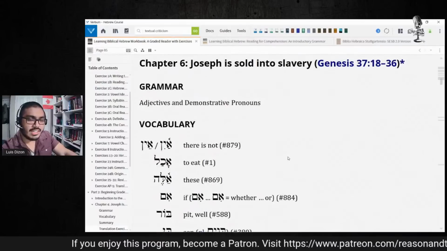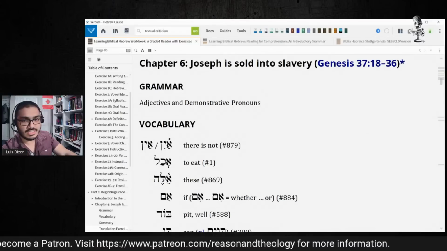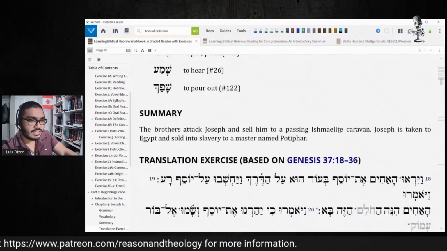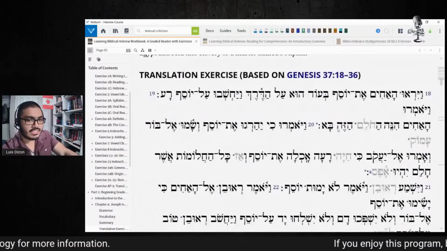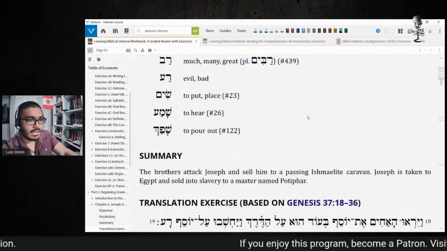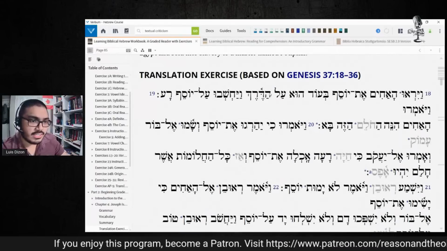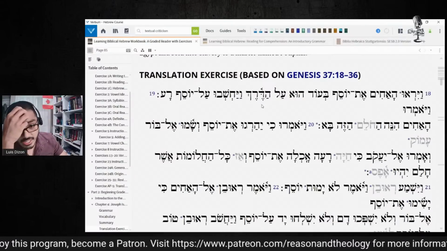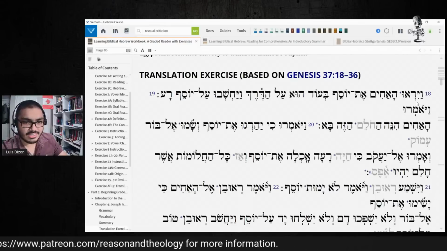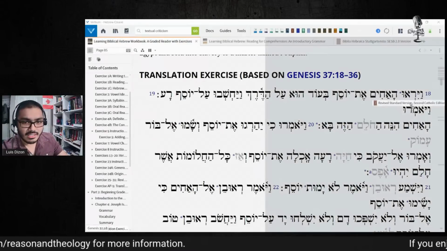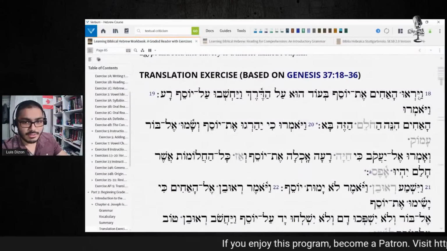Those of you who were with us last time will recall that we started translating the Joseph stories from Genesis. We translated the first 17 verses, and now we're going to get to verses 18 to 36. I will explain what each word is as we encounter it for the first time, and hopefully we'll make sense of this. All right, let's begin. Okay, verse 18.